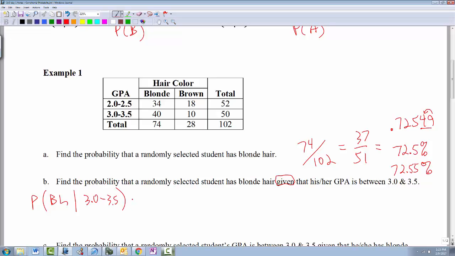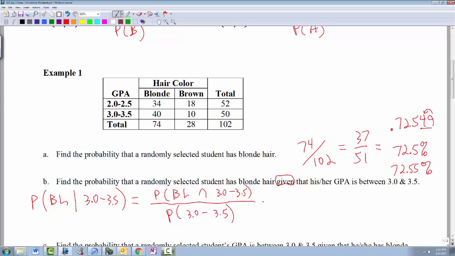So what we have to do for this, given that that has occurred, given that we are only selecting from that list, is really how it looks and how we perceive this. But if we put this together with how the formula works, it's the probability of the intersection of both events, which just means who is blonde and has a 3.0 to 3.5, divided by the probability of the 3.0 to 3.5 list, because that's the condition.